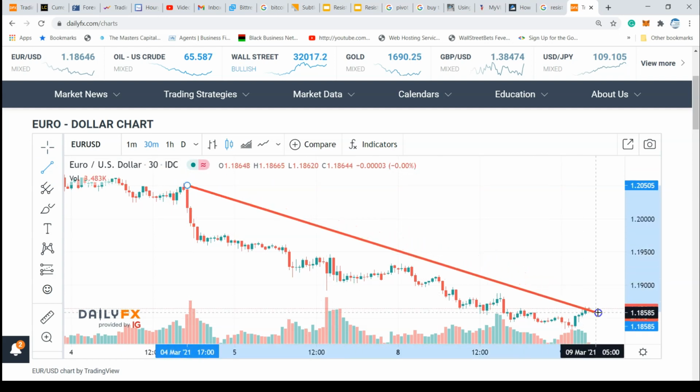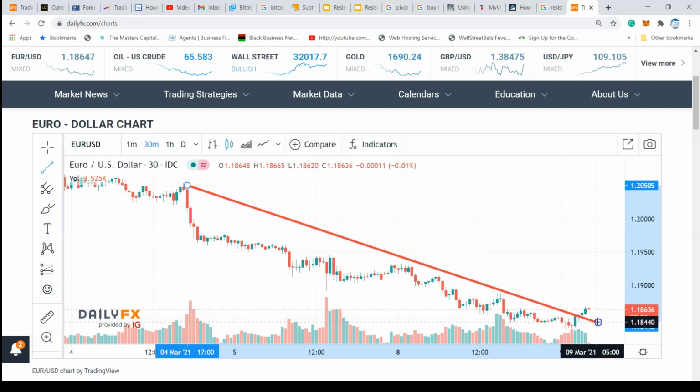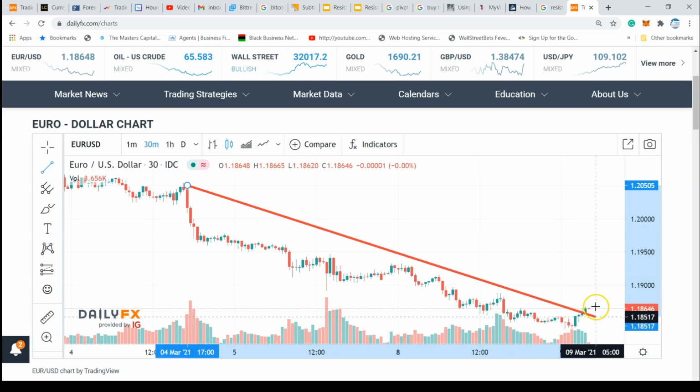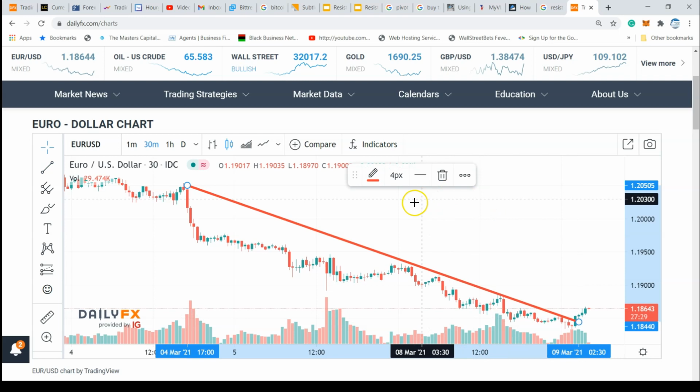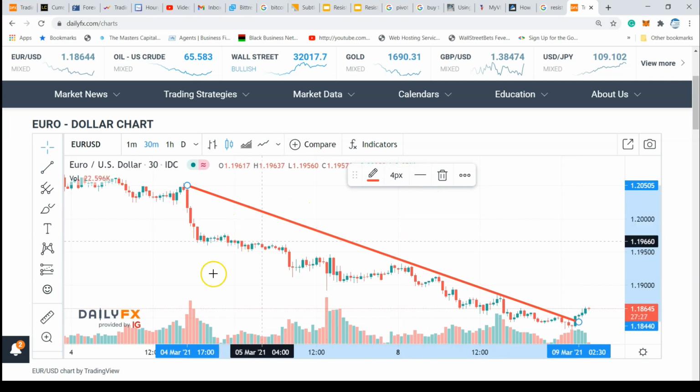And once again, every time it hits, what does it do? It just broke through. So every time it hits this line right here that we're making, what's going to happen? It's going to shoot back down. So this is what we're looking for.